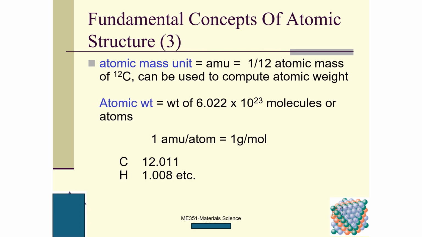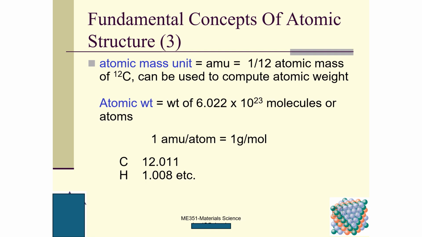And so this is 1 AMU over 1 atom, which we call 1 g/mole. The mole is a number. This number is 6.022 multiplied by 10^23, a huge number. So you need to know that.